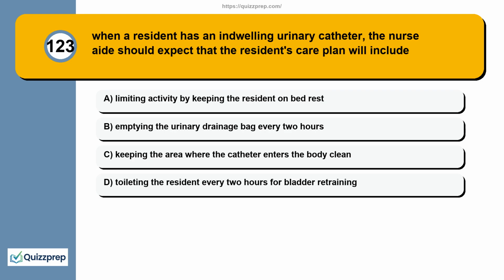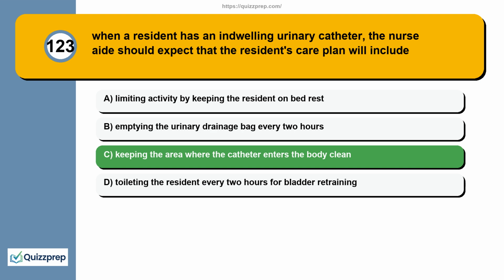Question 123. When a resident has an indwelling urinary catheter, the nurse aide should expect that the resident's care plan will include: Option A, limiting activity by keeping the resident on bed rest. Option B, emptying the urinary drainage bag every 2 hours. Option C, keeping the area where the catheter enters the body clean. Option D, toileting the resident every 2 hours for bladder retraining. The correct answer is option C, keeping the area where the catheter enters the body clean.